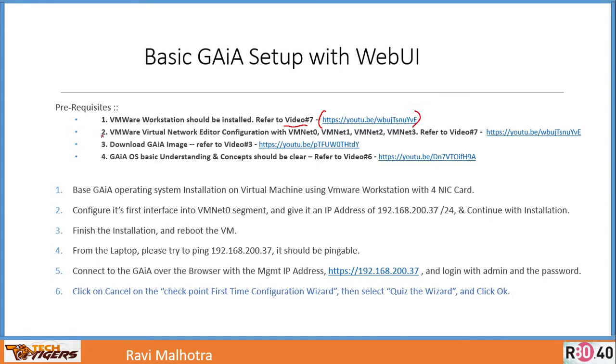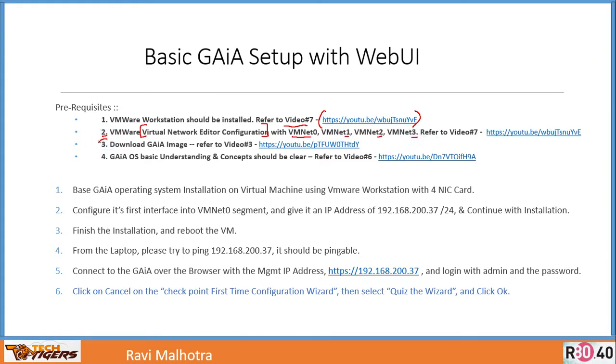The other prerequisite is that you need to configure VMware Virtual Network Editor. In Virtual Network Editor, you can create multiple VLANs. We have done this demonstration in video number 7, where we have configured these 4 VLANs: VMnet 0, 1, 2, 3. Refer to video number 7.